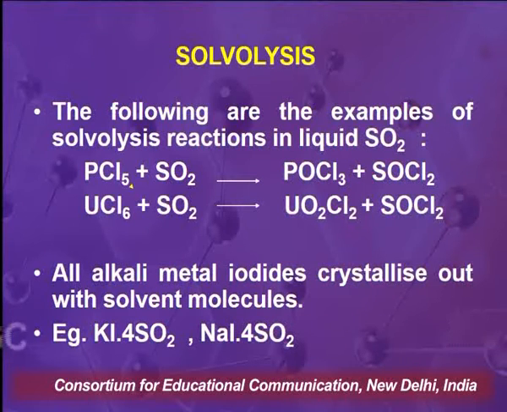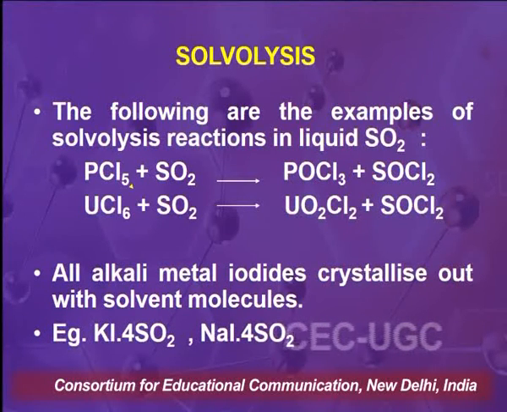All alkali metal iodides crystallize out with solvent molecules. For example, if we consider potassium iodide is an alkali metal iodide which on combination with SO2, if it reacts with SO2, it does not form a new complex.